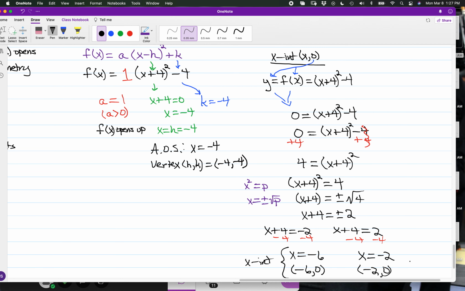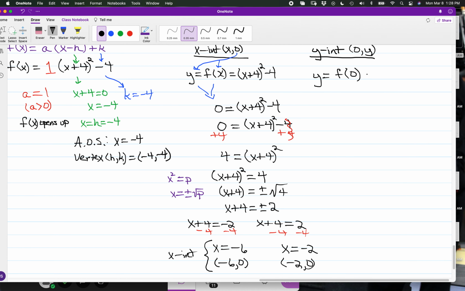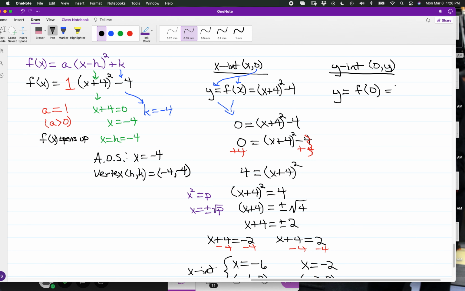Now for the y-intercept, I'm doing a role reversal. I'm looking at now setting x to 0 and solving for y. So in this case, I'm going to have that y is equal to f of x and setting x to 0. So y is equal to f of 0. And that's equal to 0 plus 4 squared minus 4.